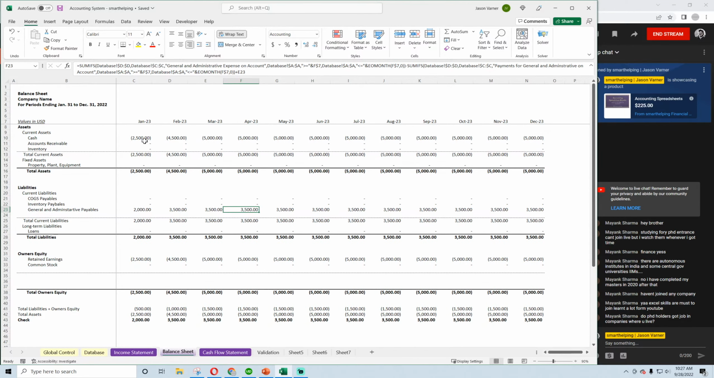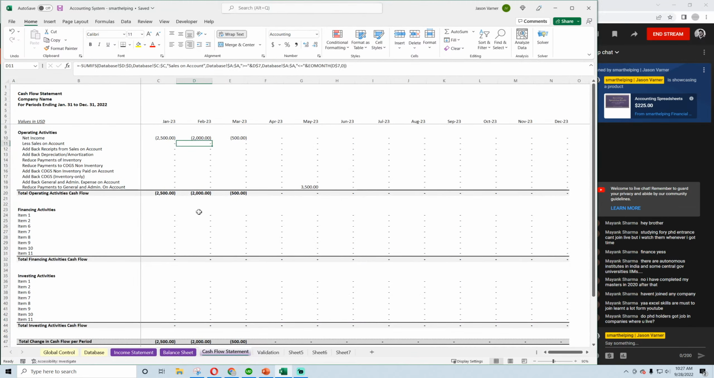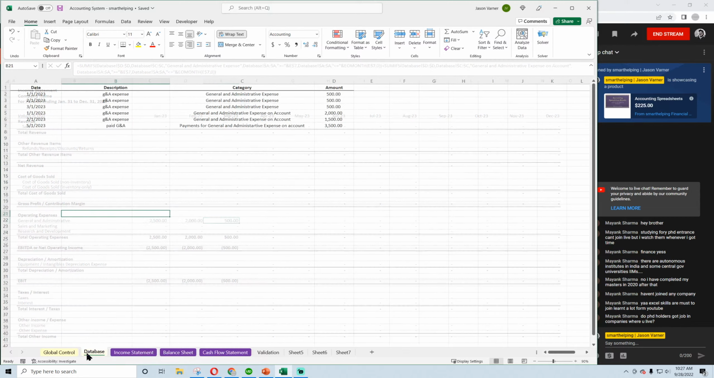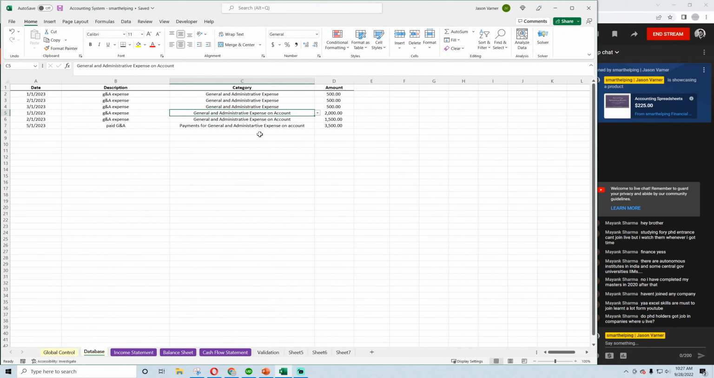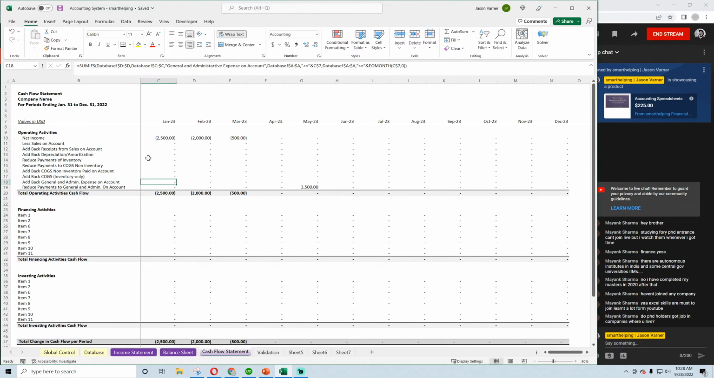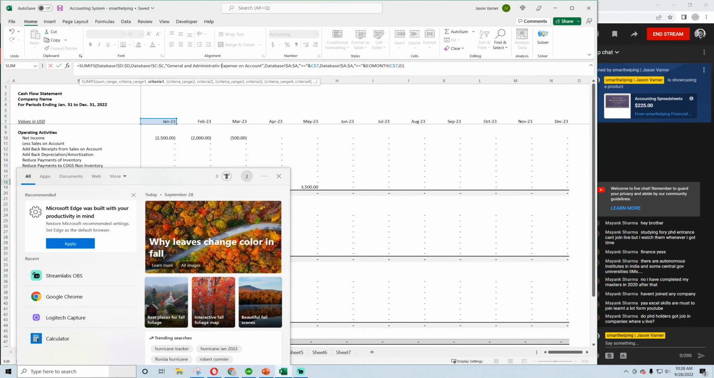Let's go to the balance sheet. Shoot. So nope, we missed something here. So cash. Let's go to cash flow statement. This looks not right. Okay, so payments on account we need to add back, which was this one. General and administrative expense on account. And what should it be? General administrative expense on account. Did I spell something wrong? General and oh, I sure did. I did administrative. All right, so administrative.